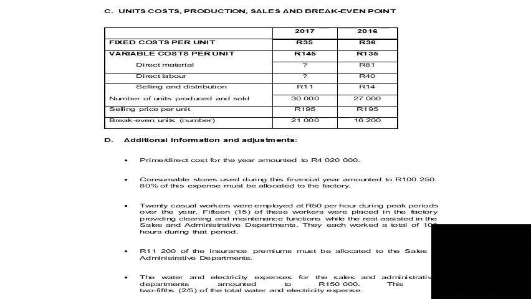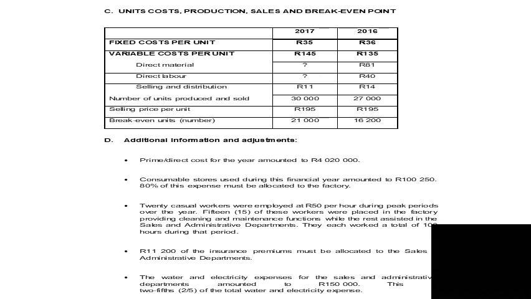We will skip to information D, additional information and adjustments. We have noticed information B was our trial balance. Now we have adjustments to take into account as we calculate the figures for the year. Prime cost or direct cost for the year amounted to 4,020,000. Prime cost, from our understanding, is direct labor plus direct material. Then the second bullet: consumable stores used during the financial year amounted to 100,250. 80% of this expense must be allocated to the factory. Like we have said, these consumable stores must be divided among the departments. 80% of the total must be reflected as factory overhead.